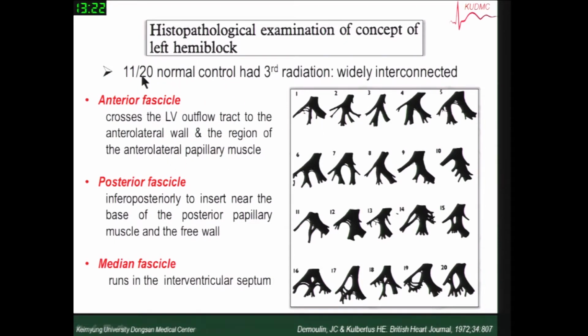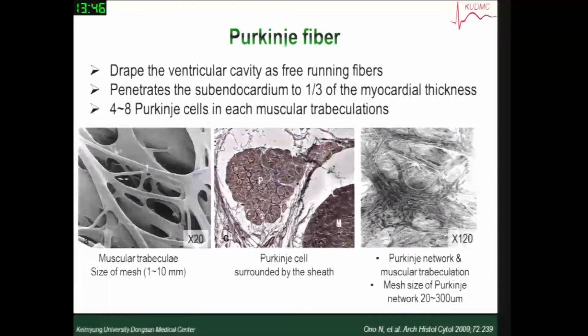Among 20 people, 11 hearts had a third radiation, named the median fascicles. So the anterior fascicle runs through the anterior wall to the anterolateral papillary muscle, and the posterior fascicle runs through the posteromedial papillary muscle to the free wall, and the septum is innervated by the median fascicles.